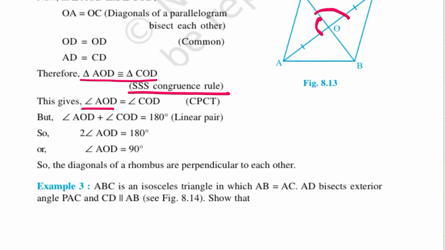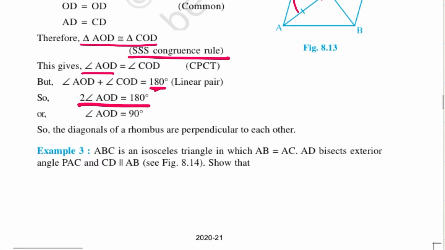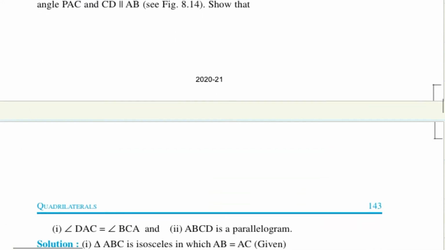But angle AOD and angle COD are a linear pair, that is, they add up to 180 degrees. And therefore, two times angle AOD is equal to 180. Therefore, angle AOD is equal to 90. Hence, it is proved that the diagonals of a rhombus are perpendicular to each other. This is one more property. Let us do the third example.